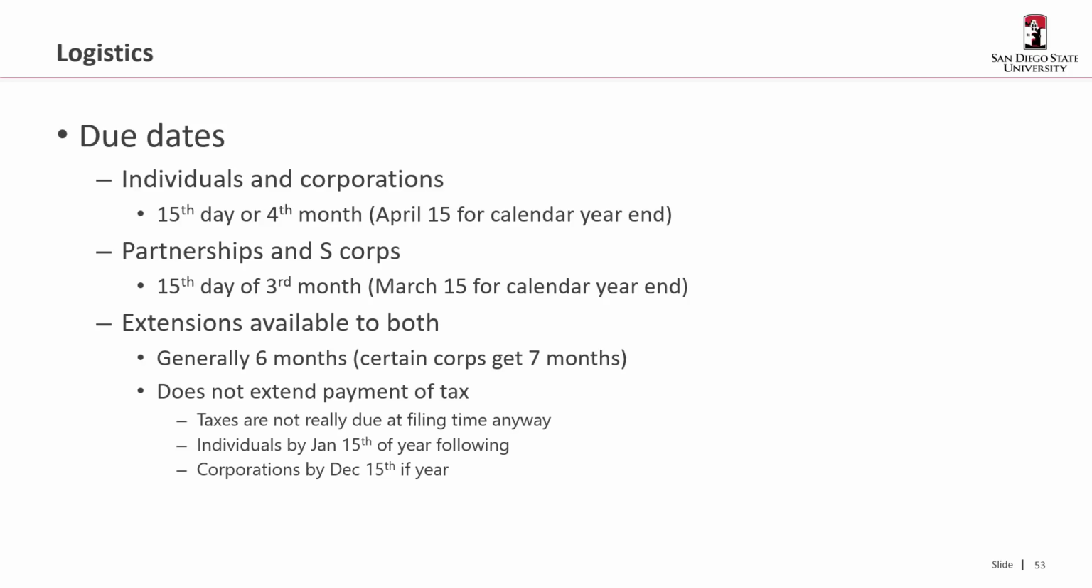Okay, so one last thing in this particular Part 1 video is a few of the individual logistics, and we'll spend a little more time on these in future chapters. An individual tax return is due the 15th day of the fourth month after the end of the year. Since almost all individuals are calendar year-end taxpayers, that's April 15th. Partnerships and S corporations, these flow-through entities, their tax returns are due the 15th day of the third month, which would be March 15 for a calendar year-end.